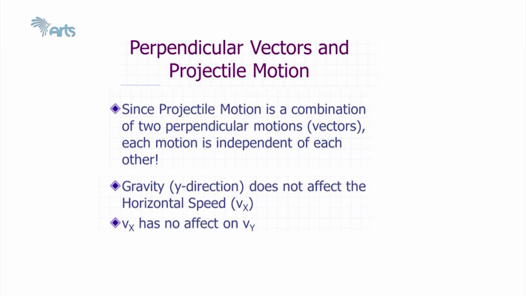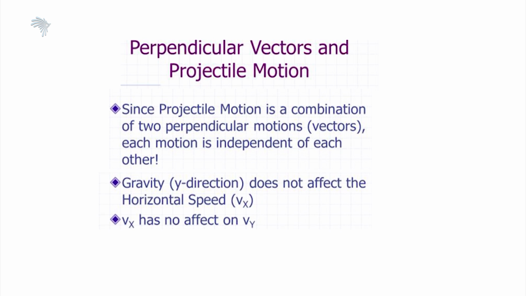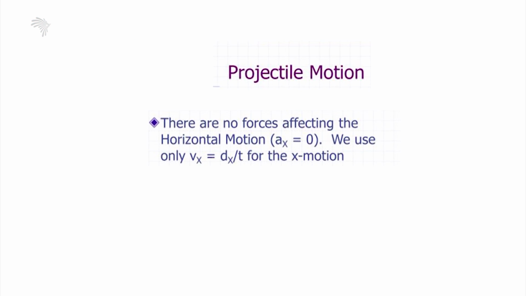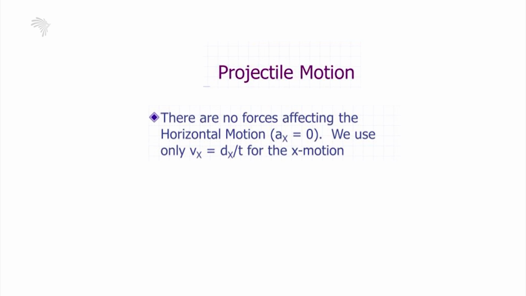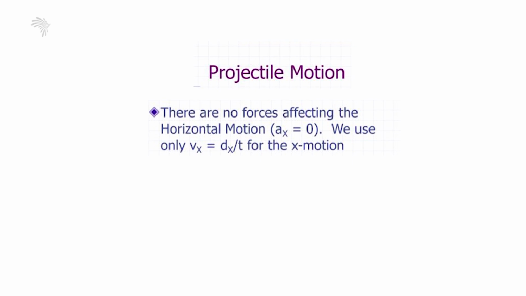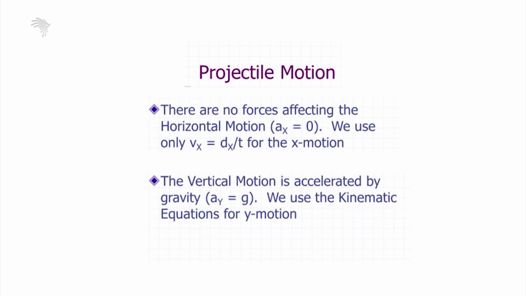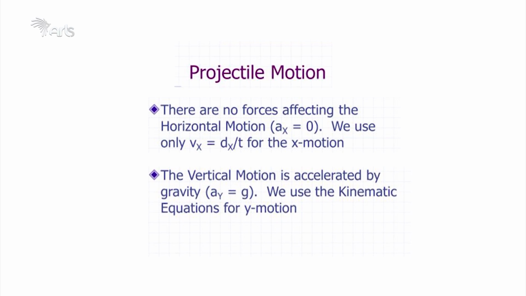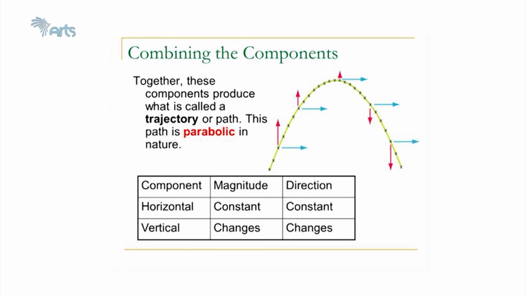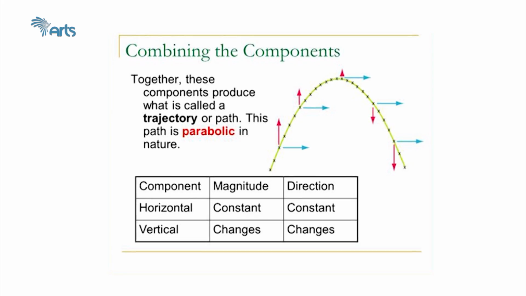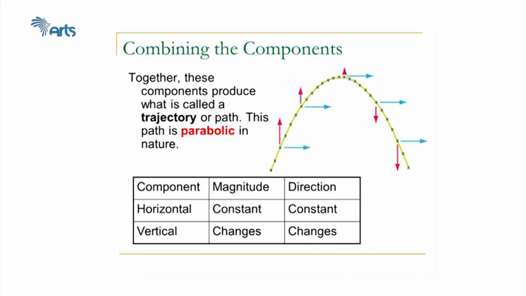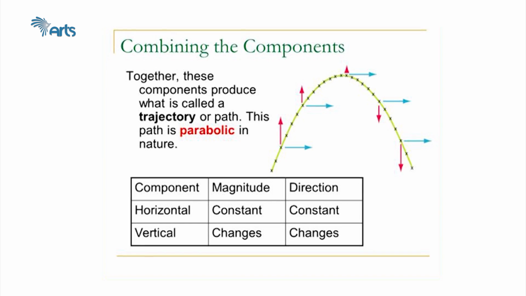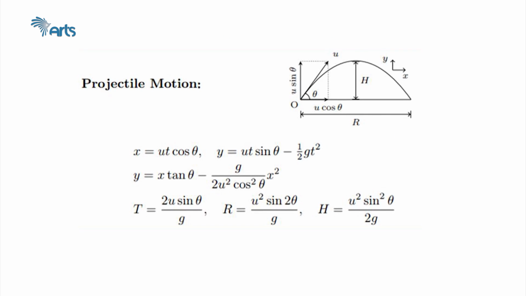When we look separately at the horizontal motion of this inclined projectile motion, there are no forces affecting it, meaning the acceleration along the x-axis is 0. But along the vertical direction, there is an acceleration due to gravity. Together, these components produce what is called a trajectory, or a path, and this path is parabolic in nature. For inclined projectile motion, you can use the following equations.